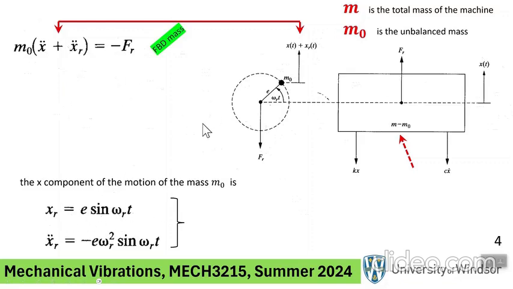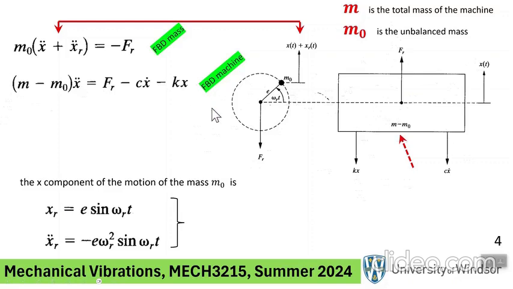Okay. Now, when you look at the block itself, well, of course, Fr is pointing up. There is the damping force, Cx dot. There is the spring force, Kx. And the mass of this block is the big M minus m0 that was taken out. So there we are. This is the Newton's law for the machine itself.